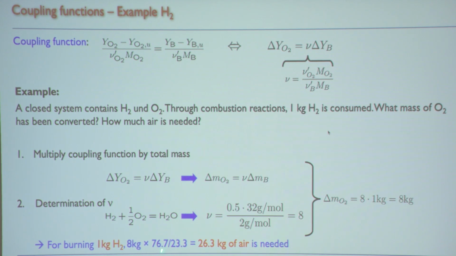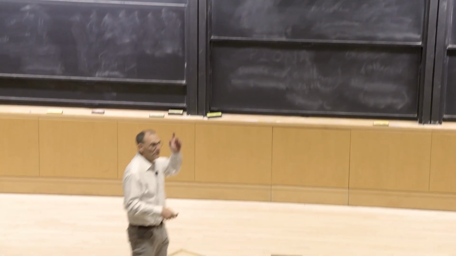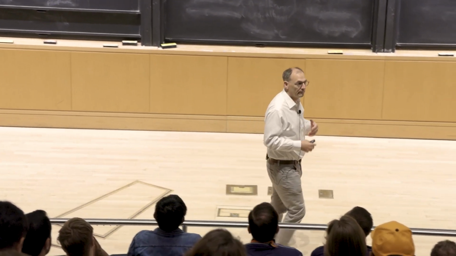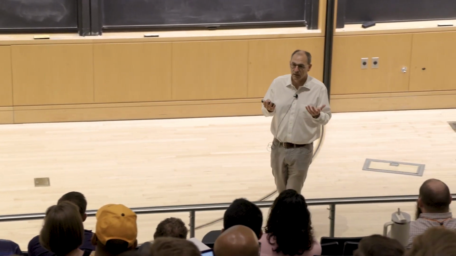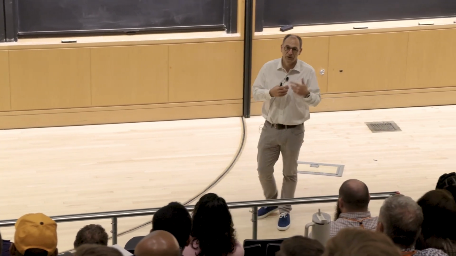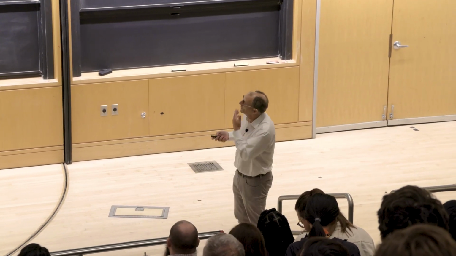And then, times 5 roughly gives 26 kilogram of air. Isn't that interesting? You want to burn 1 kilogram of hydrogen, you need 26 kilogram of air. Which means, as I said in the beginning, in the mixture, the fuel mass sometimes is really not important. I mean, for hydrogen especially, it's not important.